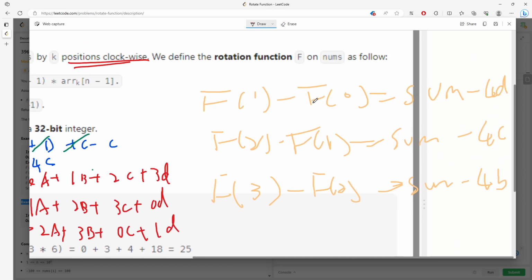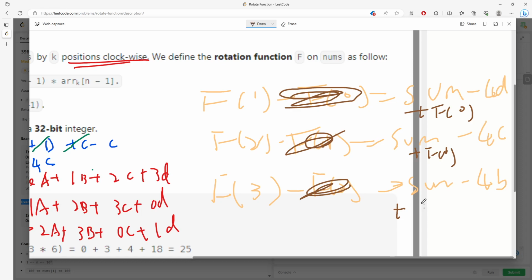And if you move minus f of 0 onto the right side, it's going to be plus f of 0, right? And then minus f of 1 is going to be plus f of 1, minus f of 2 is going to be plus f of 2. So f of 1 is equal to f of 0 plus sum minus 4D, right? So for every single iteration, once we find out f of 0 and also the sum, and then D is given.